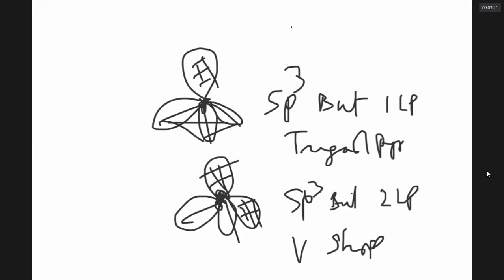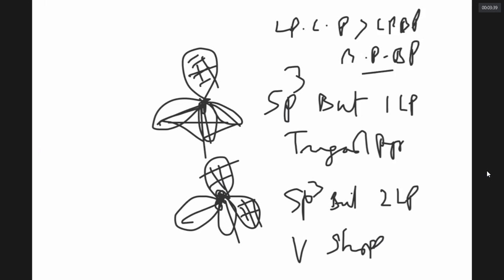Bond angle is less than 109 degrees due to repulsion between lone pairs. Here also the bond angle is less than 109 degrees due to repulsion between lone pairs. Order of repulsion: lone pair-lone pair repulsion is greatest, and bond pair-bond pair is least. We know all that.